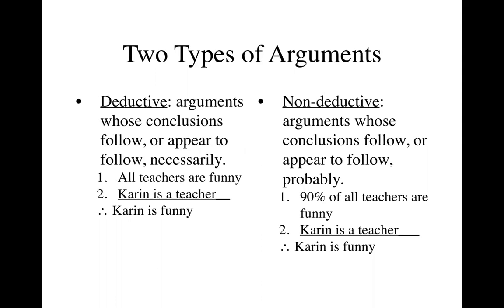Obviously, we can be more certain of the deductive arguments because it's claiming that all teachers are funny. So if Karen's a teacher, then she must also be funny. Whereas the non-deductive argument is less certain. It says 90% of teachers are funny. So if you know Karen's a teacher, then she's probably funny because 90% of them are funny. And so, probably she falls in that 90%, but you don't know for certain.